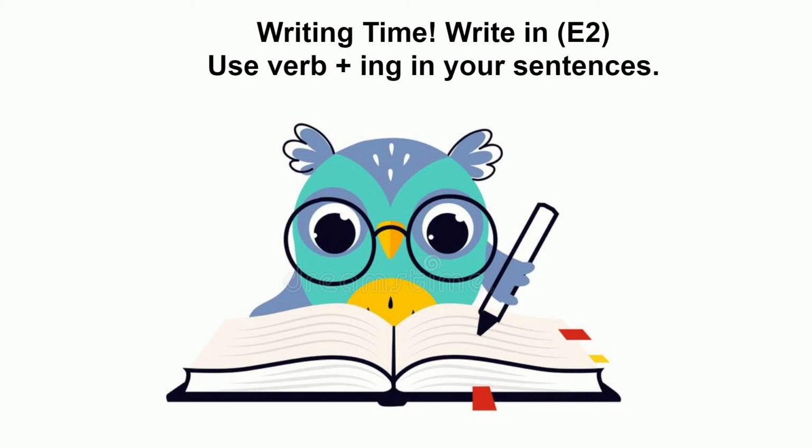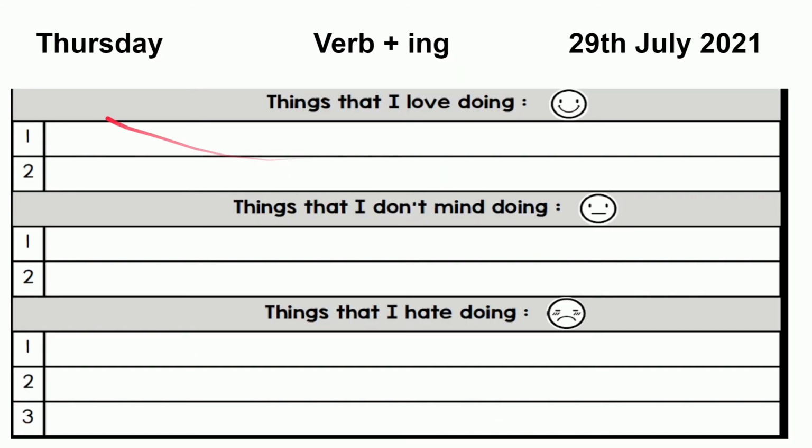So what the teacher wants you to write is that, make sure you write down the day and the date, and the title topic is verb plus ing. There are 3 things that I want you to write in your exercise book. First one, things that I love doing. What do you love doing? Let me give you an example. I love eating pizza.